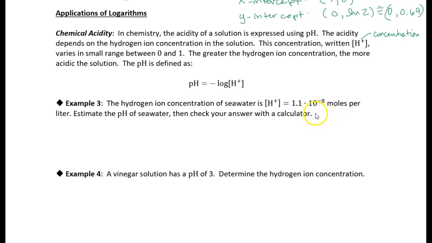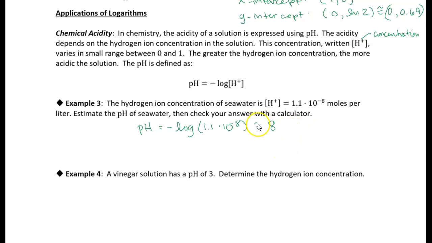and then check our answer with a calculator. So we want the pH, and it's going to be the negative log of the hydrogen ion concentration, which is 1.1 times 10 to the minus 8. Now, 1.1 times 10 to the minus 8 is very close to 1 times 10 to the minus 8, which is just 10 to the minus 8. And what's the power of 10 that gives us 10 to the minus 8? Well, it's going to be negative 8, and then we take the negative of it, so it becomes 8. So that would be our estimate.